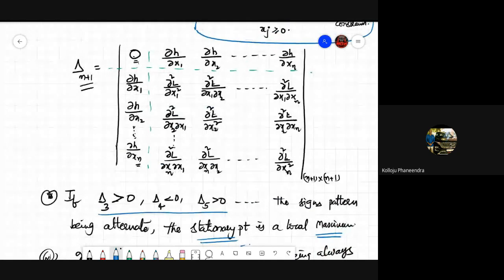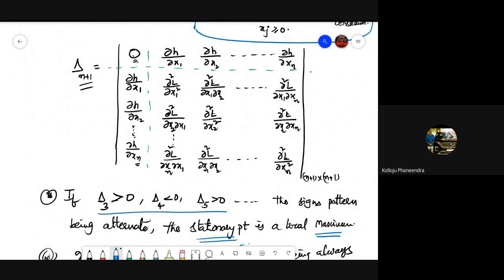I will explain this delta 3 like this. Delta 3 means the first determinant, which I'm showing here. This is the first part, delta 3. Next, delta 4 means you extend by one row and one column. That is the meaning of delta 3, delta 4, and delta 5 also.